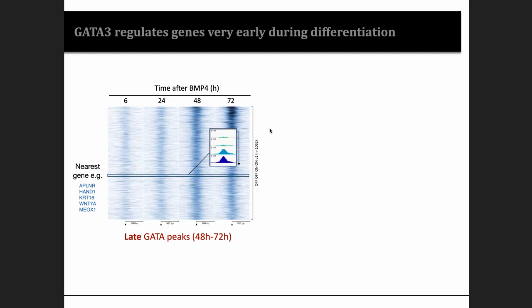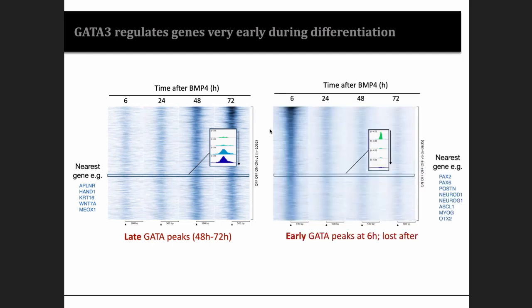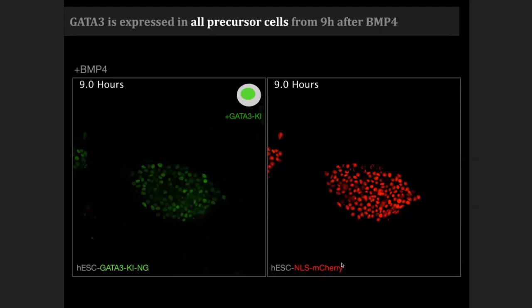But actually what we see is that in about 3,000 genes, we actually see a very early regulation. So at 6 hours GATA3 is sitting on these genes, and after which this regulation is lost. So GATA3 is definitely regulating genes very early during differentiation. And there is the potential for network rewiring, which is extremely exciting.